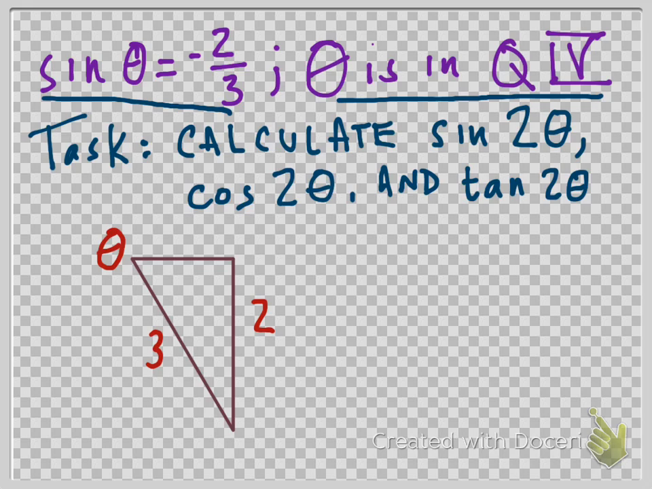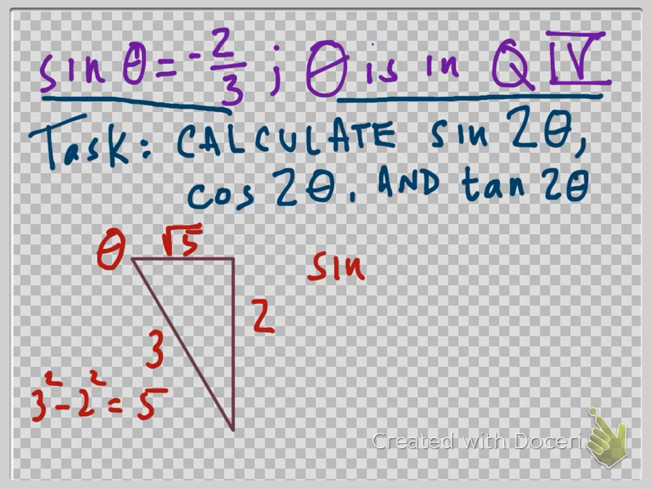Then, by simply using the Pythagorean theorem, I can quickly calculate what the length of the third side is. So I've got 3 squared minus 2 squared is equal to the third side squared, and so that's equal to 9 minus 4, which is equal to 5. So my third side then is the square root of 5. Now, having established what all three sides of this little representative right triangle are, I can now calculate very easily what these three main trig values that I'm going to use are.